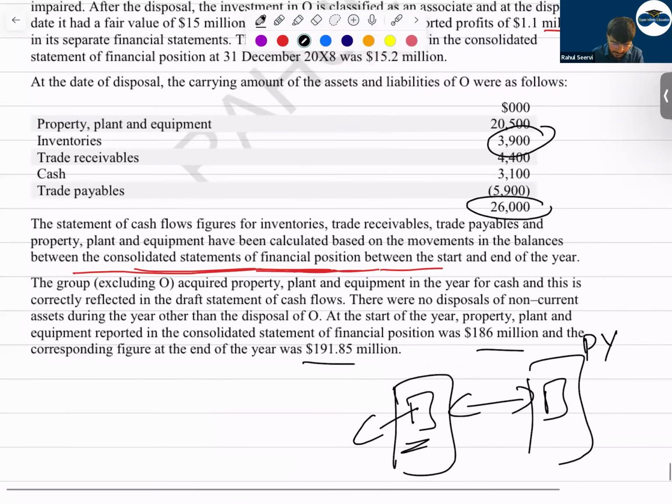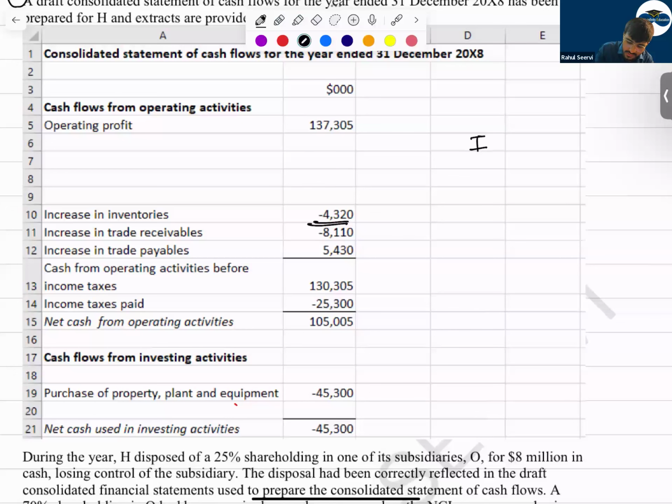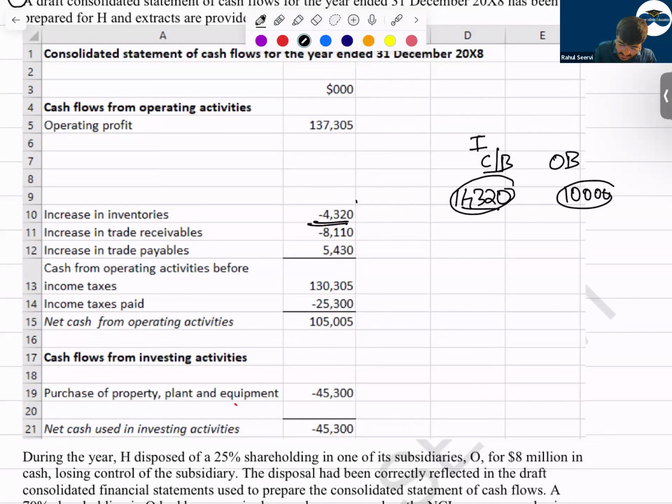Now, when will you say your inventory is increasing? When your closing balance is more than your opening balance. Say my opening balance is 10,000, random numbers I'm taking, and my closing balance is 14,320. Can I say I'll get a difference of 4,320? Now, in the opening balance, this value is included. In the closing balance, the additional value is not included.